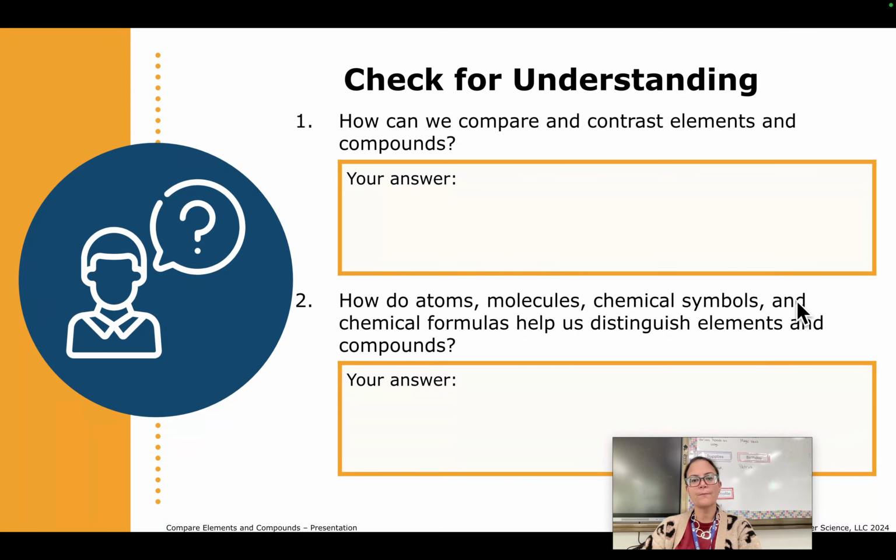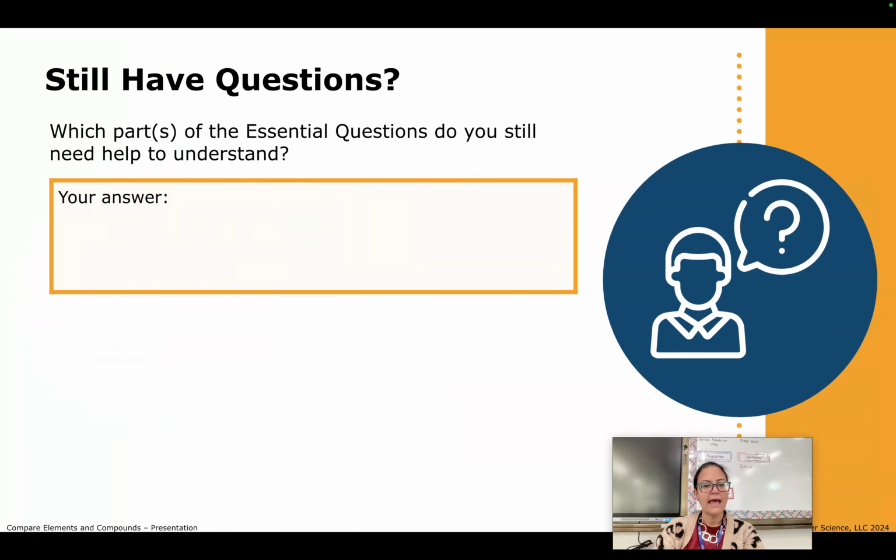All right, so how can we compare and contrast elements and compounds? How do atoms, molecules, chemical symbols, and chemical formulas help us distinguish elements and compounds? And if you still have questions, let me know. I will post several videos on ManageBac so that you can review that and hopefully get some more clarification if you need it.